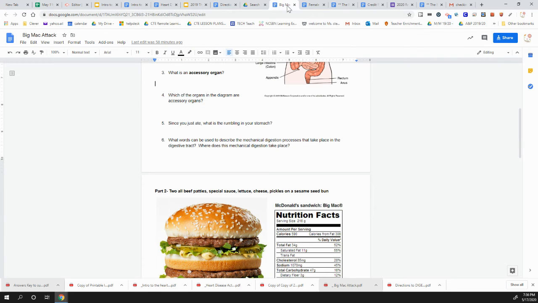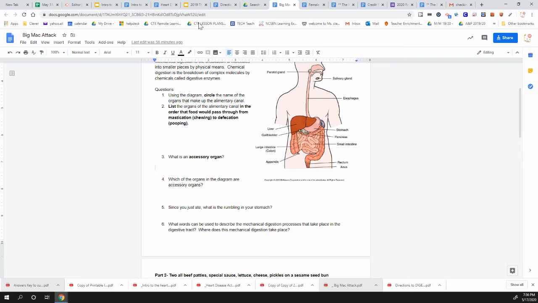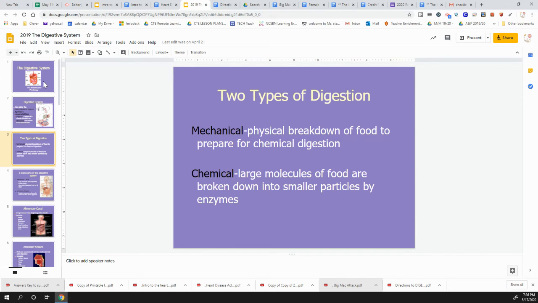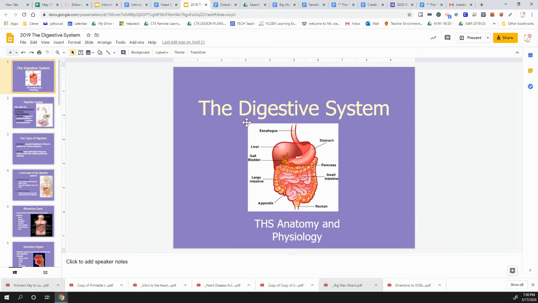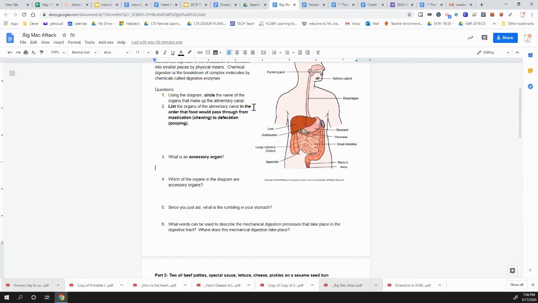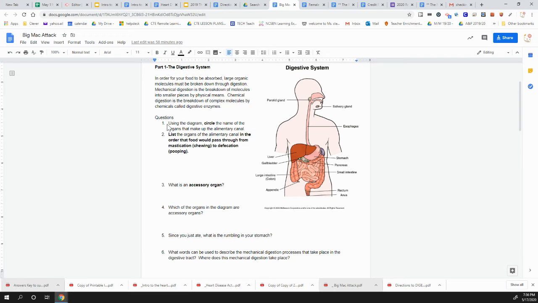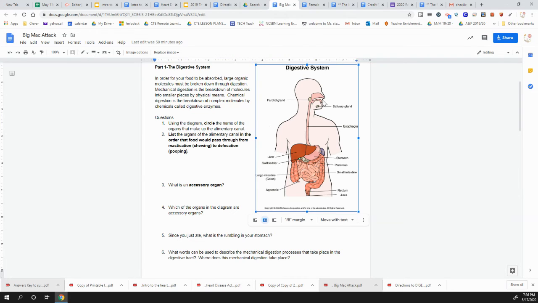Okay, the third assignment is the Big Mac attack. Again, you're probably going to want to use this PowerPoint here, the digestive system PowerPoint, to help you answer the first questions on the Big Mac attack. And just follow the instructions. It does say, using the diagram, circle the name of the organs that make up the alimentary canal. So the alimentary canal is this long tube that starts at the mouth and goes all the way to the stomach, small intestine, large intestine, and to the rectum and to the anus. So you're going to list all of those things, and you're going to circle the names of the organs that make up the alimentary canal.